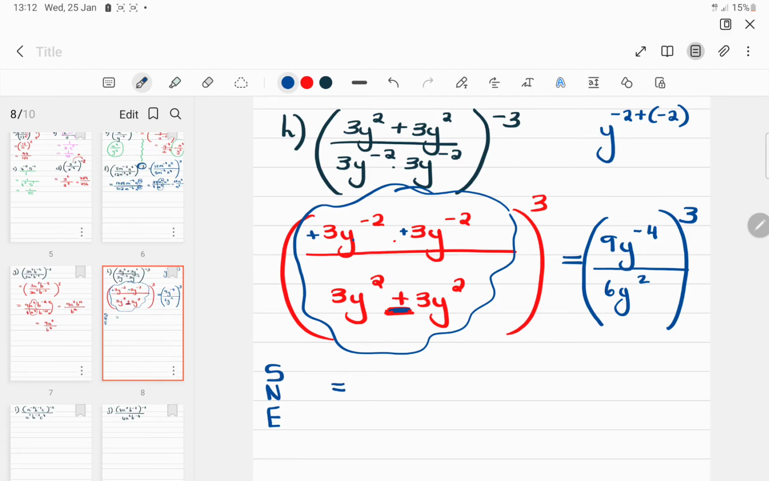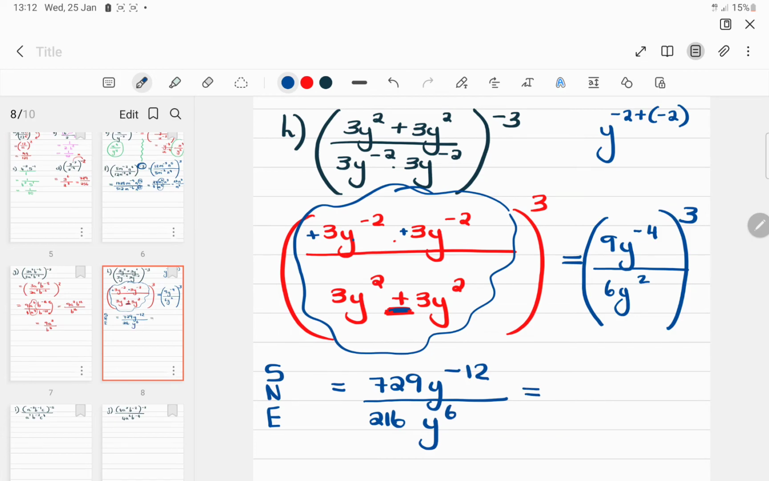Now everything inside that bracket is to the power 3. The 9 to the power 3 is 729. Y to the power negative 4 times 3 is negative 12, over 6 to the power 3, which gives you 216. Y to the power 2 times 3 is 6.